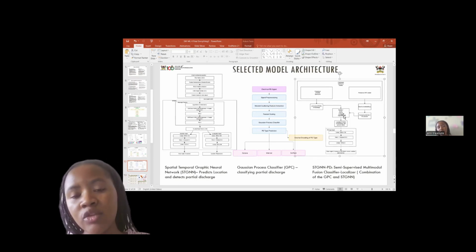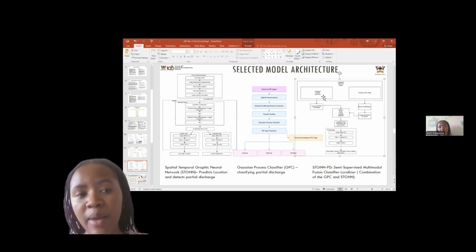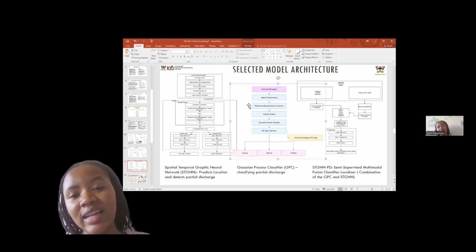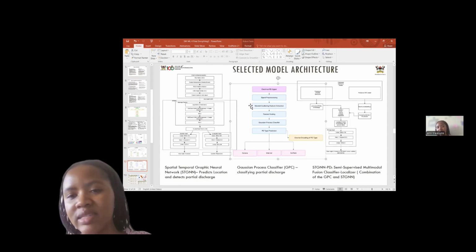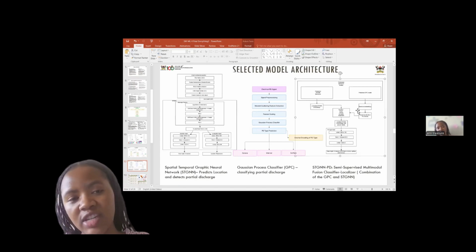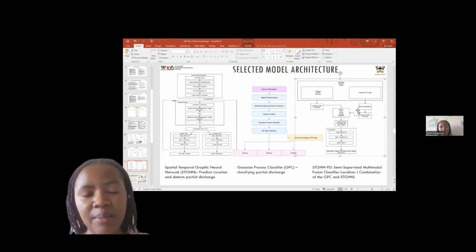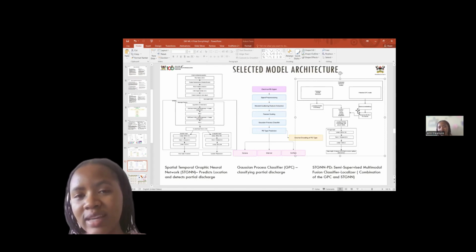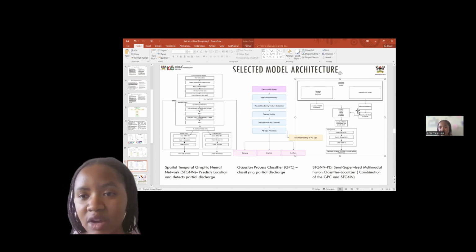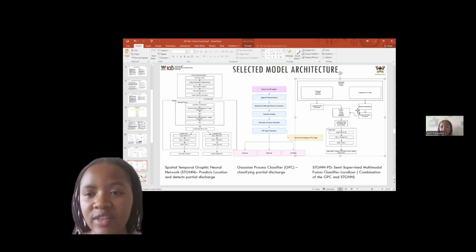So these two models were then combined to form a fusion model, whereby the GPC model was teaching the CTGN model in order to tell the type of partial discharge that has been detected by the CTGN model. So with this model, we're able to tell the different types of partial discharge from the acoustic data, mainly using the pseudo labels. We also use the clustering.